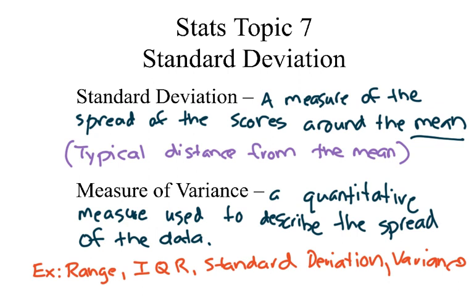Now your standard deviation is what we call a measure of variance. And there's multiple measures of variance that we could use. A measure of variance is a quantitative measure used to describe the spread of the data. So it's a number that tells how your data is spread out. Examples of measures of variance: your range, which is your largest minus your smallest; your IQR, the interquartile range, which was from Algebra 1; your standard deviation, which we're going to go over today; and your variance is also what we're going to go over today as well. These are just different methods to tell how spread out your data is, and your standard deviation talks about the typical distance from the mean of your points.